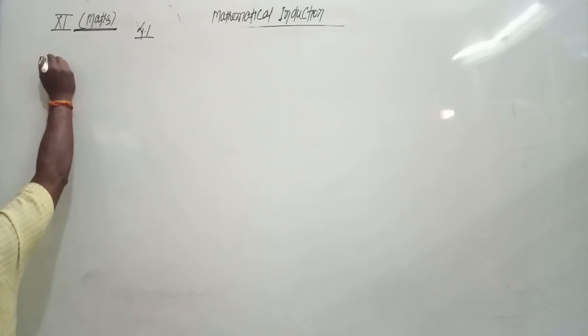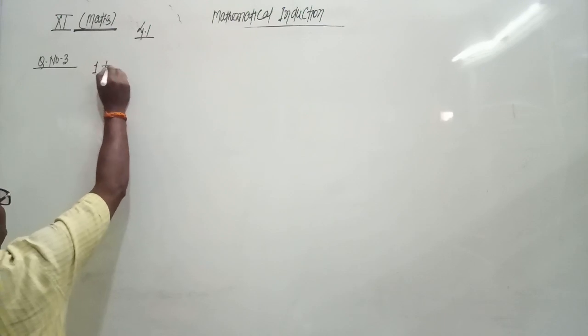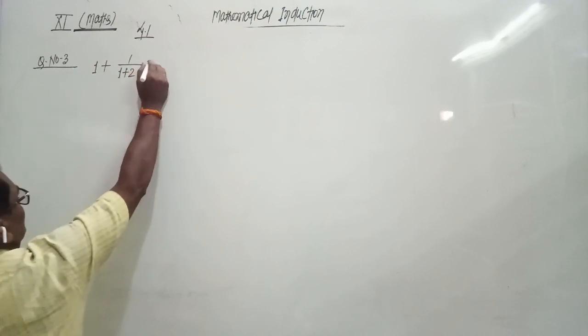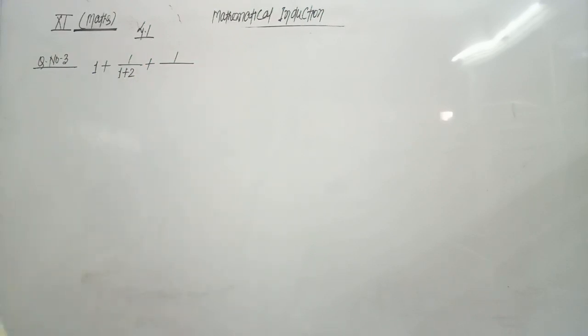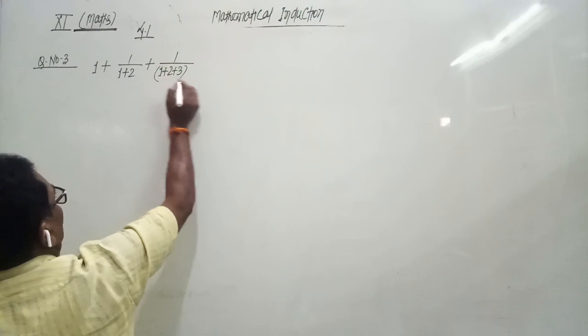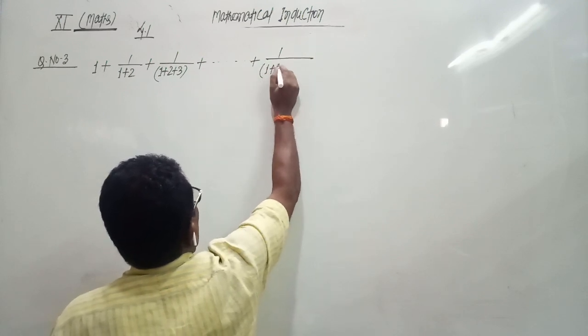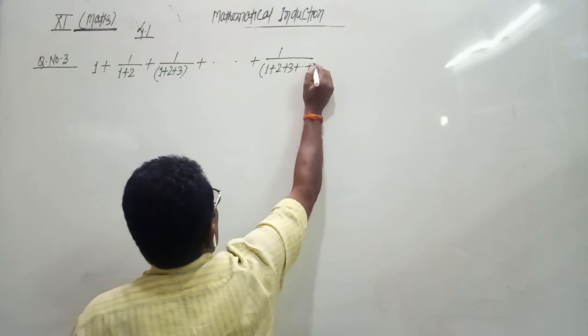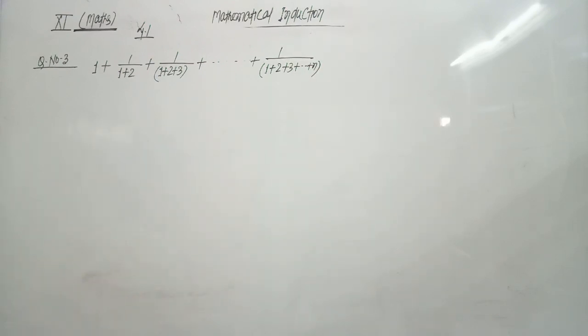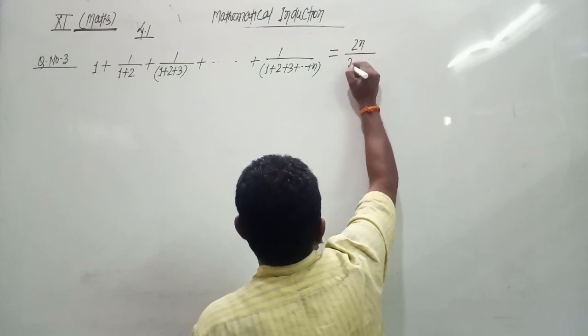Next, question number 3. 1 plus 1 upon 1 plus 2 plus 1 upon 1 plus 2 plus 3 plus and so on up to 1 upon 1 plus 2 plus 3 plus up to n equals to 2n upon n plus 1.